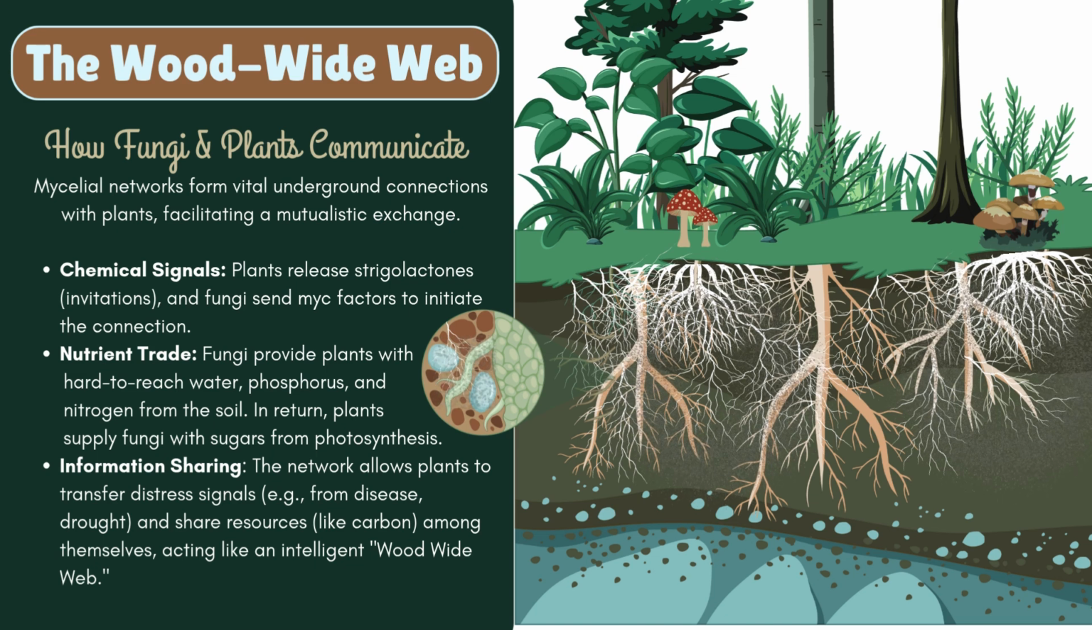Fungi form underground networks called mycelia that connect with plant roots. Through chemical signals like strigolactones and MYC factors, they initiate symbiotic relationships. Fungi help plants absorb water and nutrients, while plants provide sugars. These networks even allow plants to share resources and send distress signals, like an underground internet.